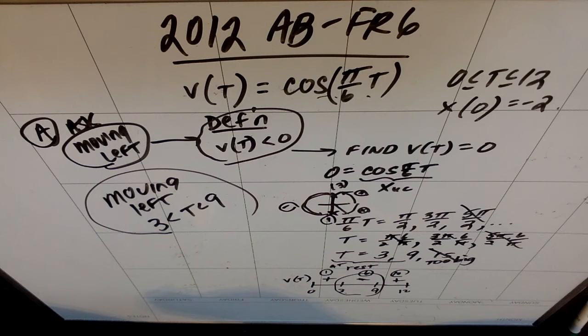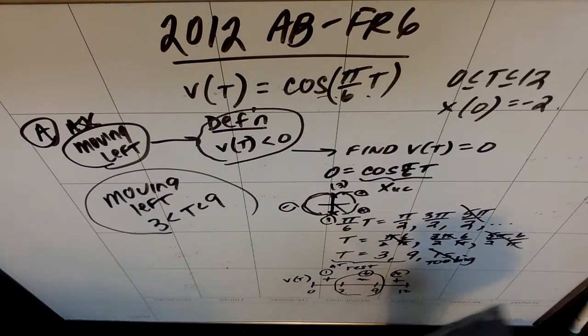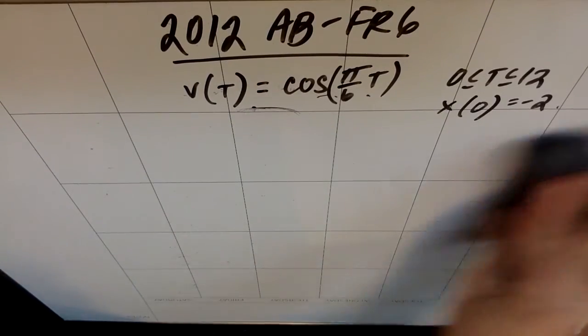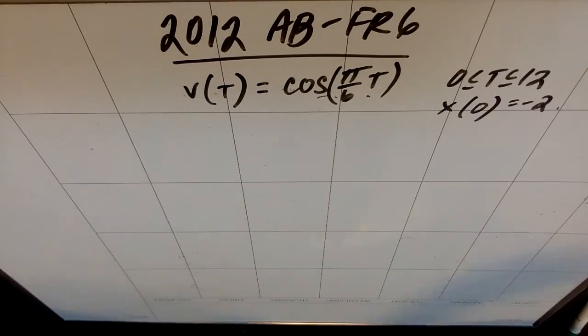All right, cool. So let's talk about part B. Write but do not evaluate an integral expression that gives the total distance traveled by the particle from time t equals 0 to t equals 6. So the thing is, if you're not asked to evaluate this, you can use the really awesome cheat that we usually only use on a calculator.